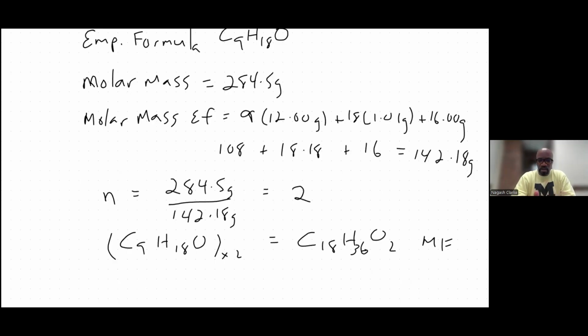So that's how we deal with percent composition, the first thing we did, and how to find the empirical and molecular formula.